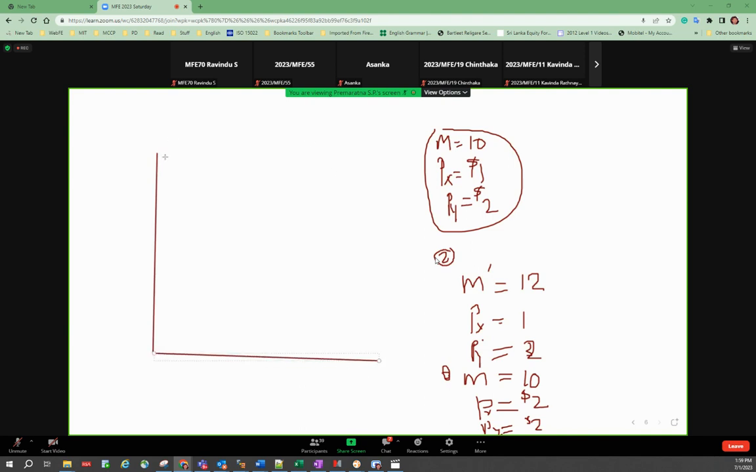Sorry, I forgot to say, draw them on the same graph, not three different graphs. Draw on the same graph.